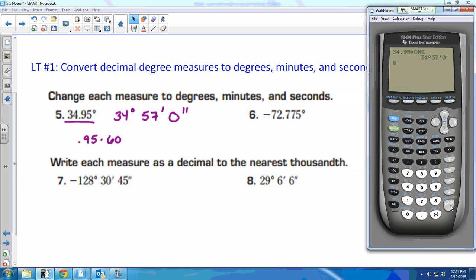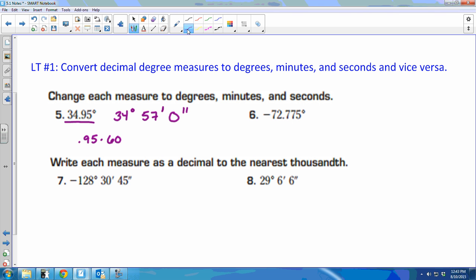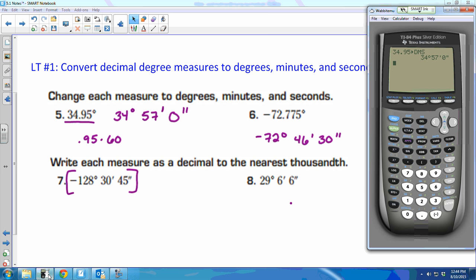Go ahead and do the second example real fast so you can familiarize yourself with where to go. And hopefully you got negative 72 degrees, 46 minutes, and 30 seconds. Okay. We often need to do the opposite, and that's what we mostly use it for. We have degrees, minutes, and seconds, and we need to get it back into decimal form so we can do something with it. So, similar ideas. Type in negative 128.